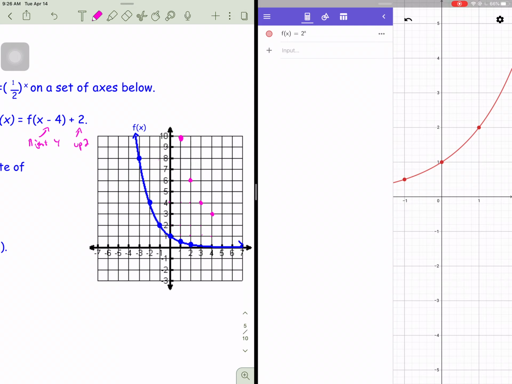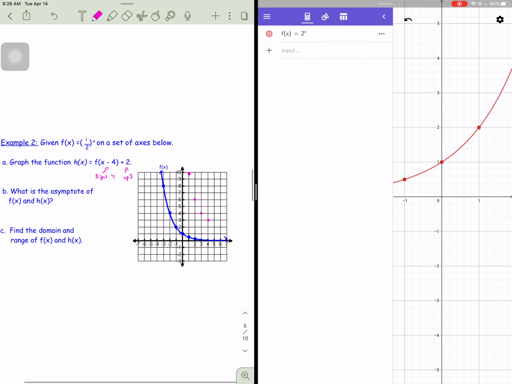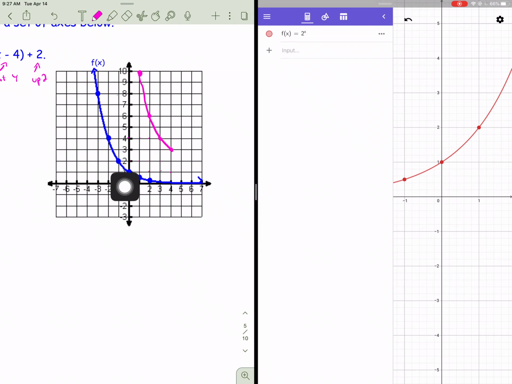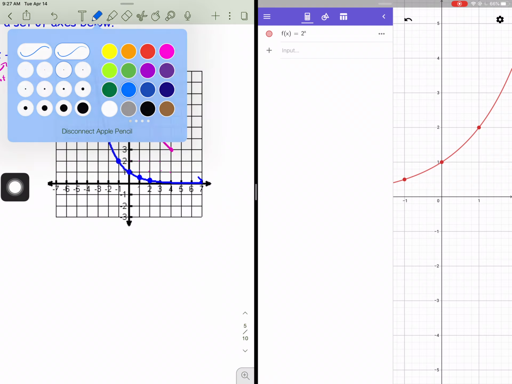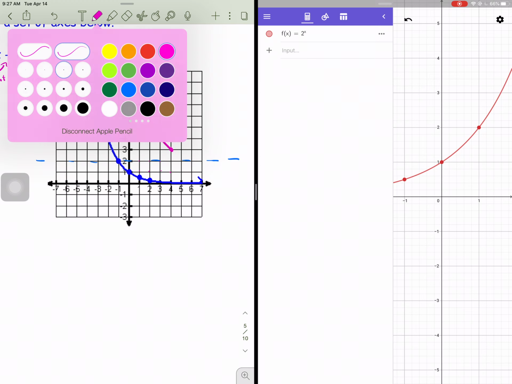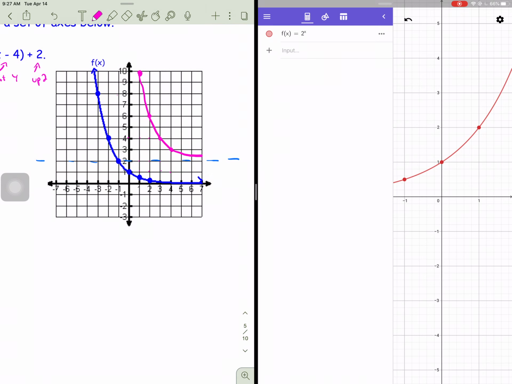Now this could get kind of annoying, as you see, but a better question is, how do I know where to flatten it out? Well, look, what is the horizontal asymptote of the blue one? It's 0. So if I go up 2, the horizontal asymptote is going to be right there. The line cannot cross that, so that makes it a lot easier to sketch this.